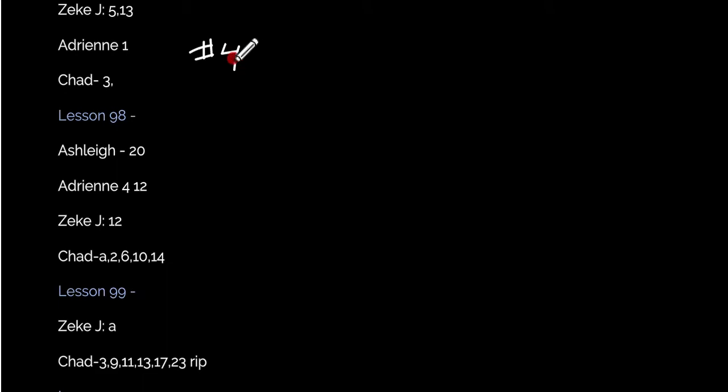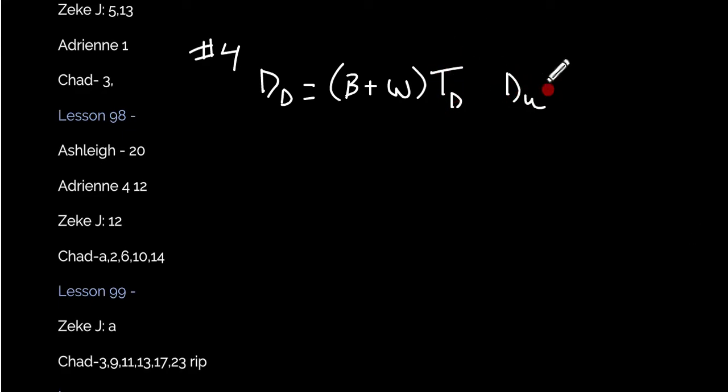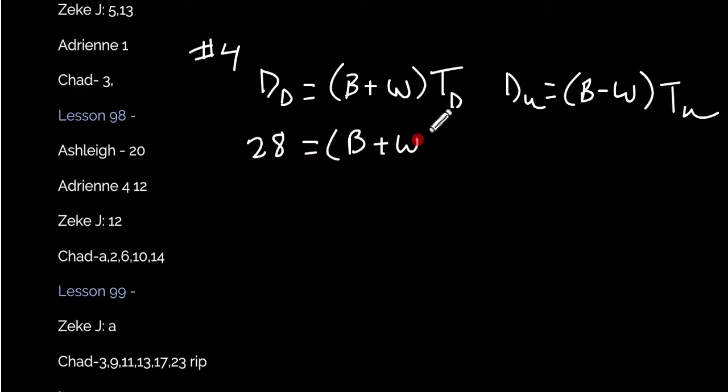Number 4 is one I did for you. Distance downstream equals the boat plus the water, because it's going to be pushing it, times the time downstream. Distance upstream equals the boat and the water's pushing away, so that it's going to go slower, times the time upstream. They give you all the information, well, all but 2 variables. So downstream was 28. We don't know the speed of the boat. We don't need the speed of the water, but we know the time downstream was 4. Distance upstream was 40. We don't know the boat and the water again, so equals the boat minus the water.